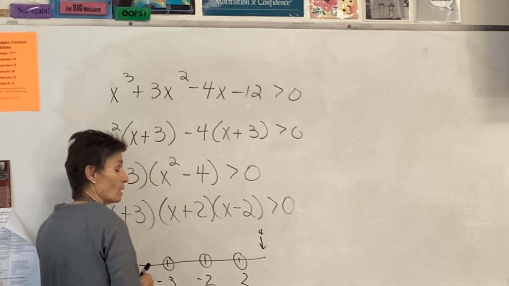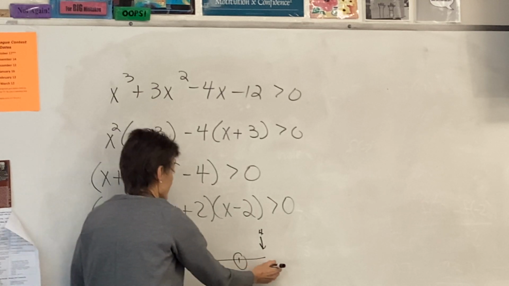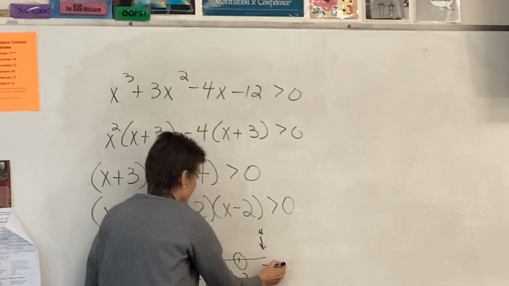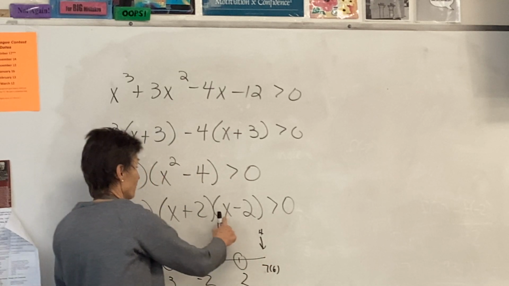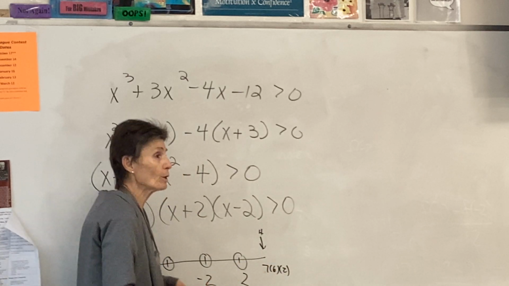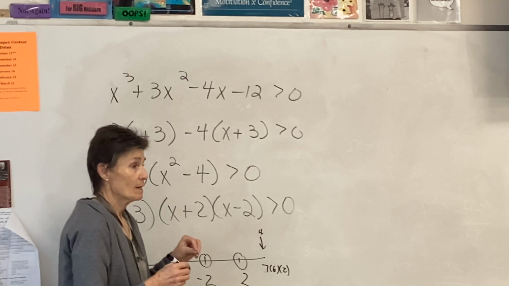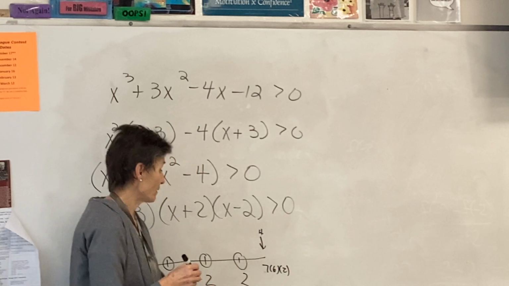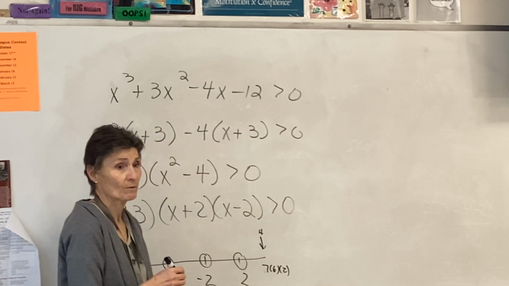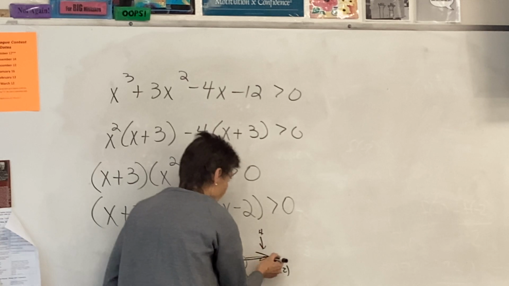We're plugging in 4. 4 plus 3 is 7. 4 plus 2 is 6. And 4 minus 2 is 2. Now that's a big number. Don't worry about multiplying it out. What do we want to know about it? Is it greater than 0? And if you times 7 times 6 times 2, is it going to be greater than 0? Yes. So that means we shade. We got a winner. We're going to shade right there.